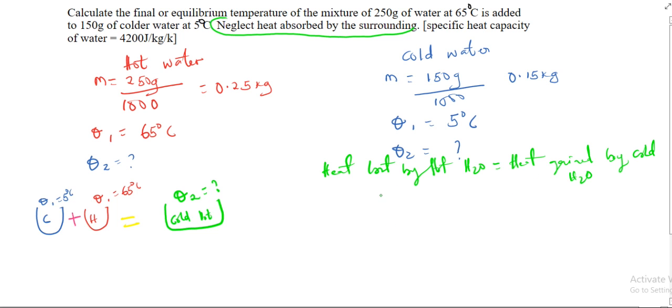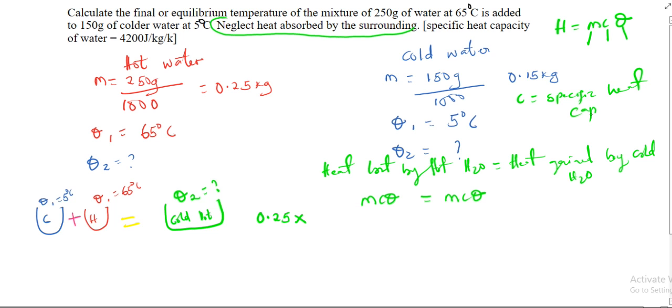And the heat lost by hot water is given as mc theta, and also the heat gained by the cold water is also given as mc theta. Now, as we've known before, the heat gain or heat lost by a substance is always mc theta. Please note that our H is equal to mc theta. M is the mass of the substance, C is the specific heat capacity, and theta is the temperature change. So our mass of hot water is 0.25 multiplied by the C of water. C is known as specific heat capacity.